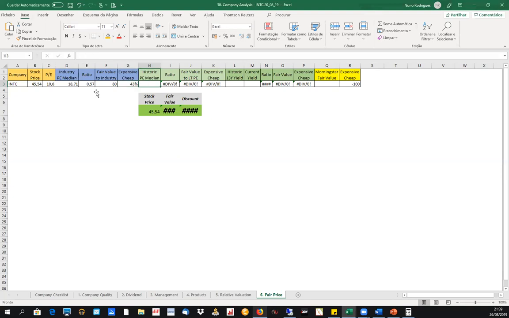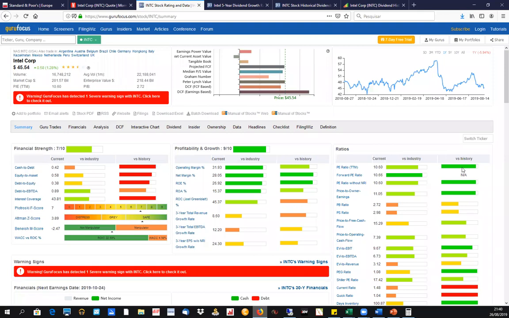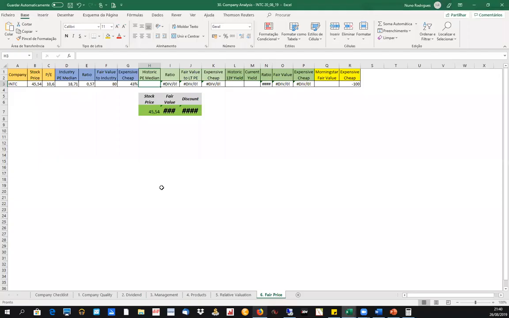But what about against its historical price to earnings? Let's take a look. Versus its history, the current PE is 10.6, but over the past 10 years, the median PE for Intel has been 13.47. So again, the stock is currently cheap compared to its historical price to earnings. But how cheap? With 13.47, it gives us a 21% discount compared to its historical price to earnings.